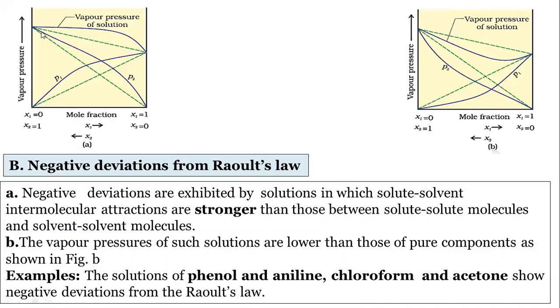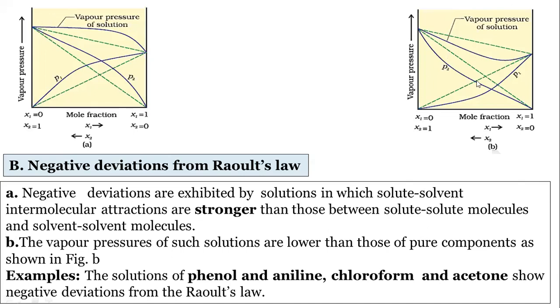This is a graph with a green line. We can clearly indicate this is a pure component, which was already explained in Raoult's law. These blue colored lines are the deviations shown by positive deviations. These are the vapor pressures of the solutions. In positive deviation, we can clearly see the vapor pressure of the solution is higher.